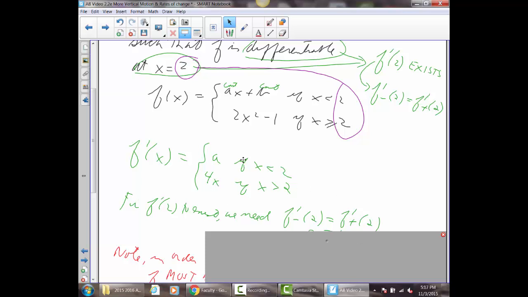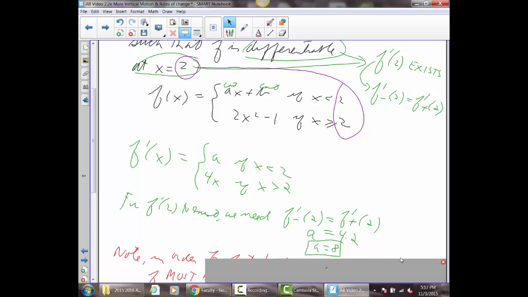So for f prime of 2 to exist, which means for f to be differentiable at x equals 2, we need the derivative from the left of 2 to equal the derivative from the right. Well, from the left of 2, the derivative at 2 is just a, because you're going to replace x by 2, but there is no x to replace. The derivative from the right at 2 will be 4 times 2, so you find out that a is 8.